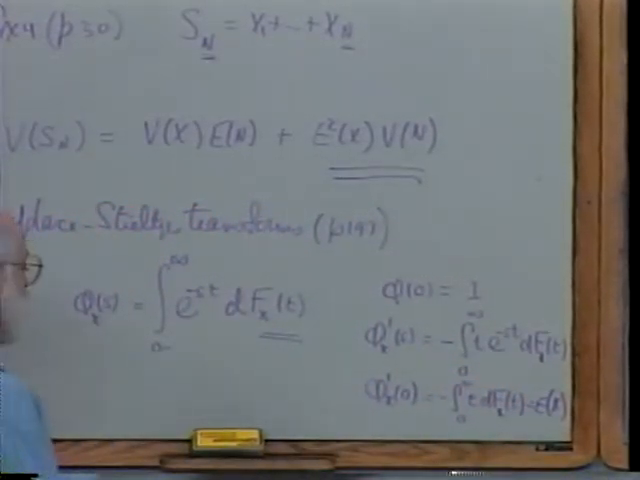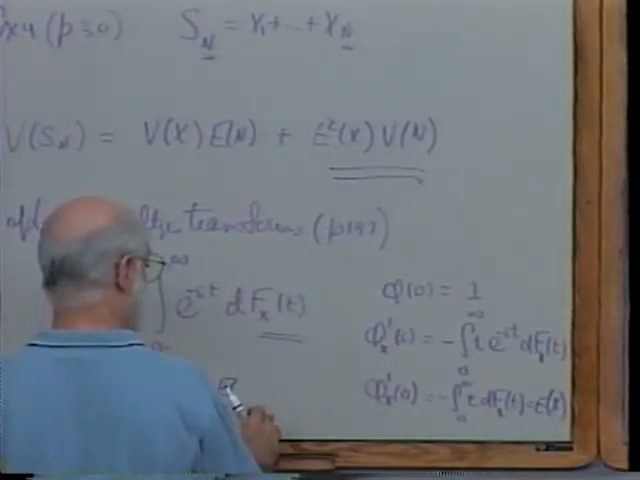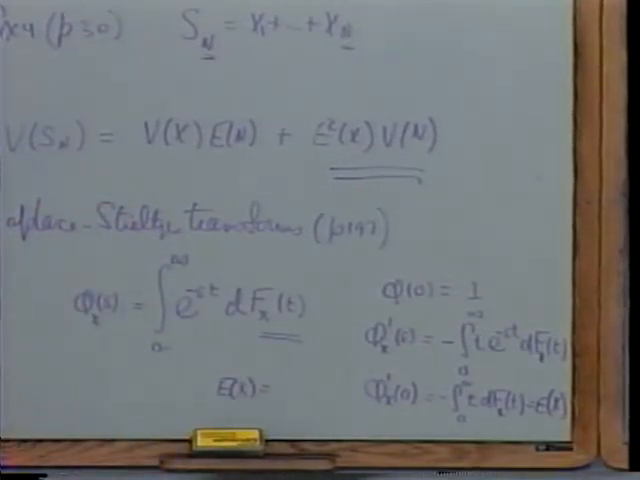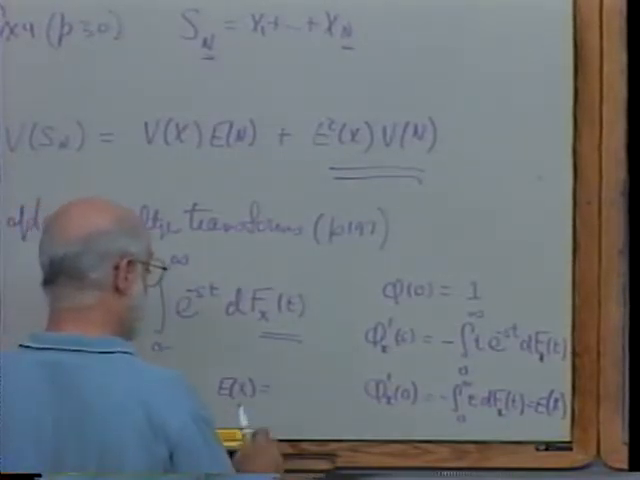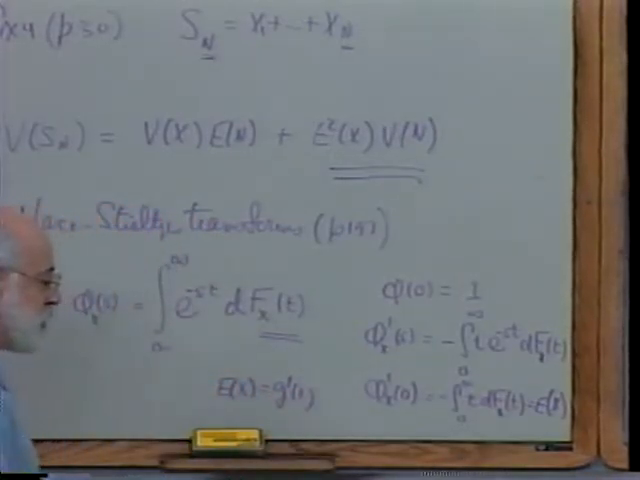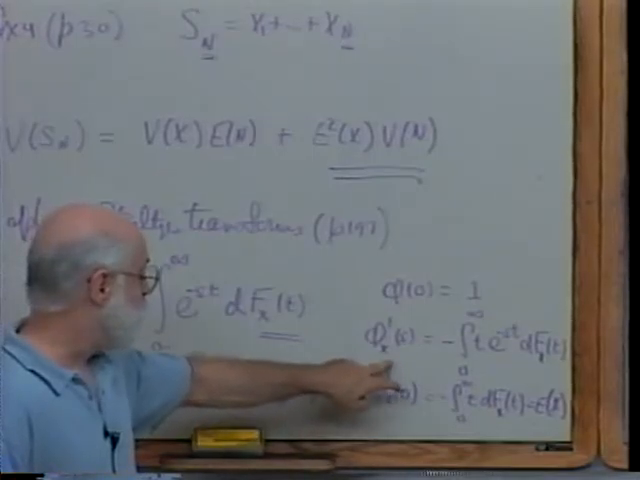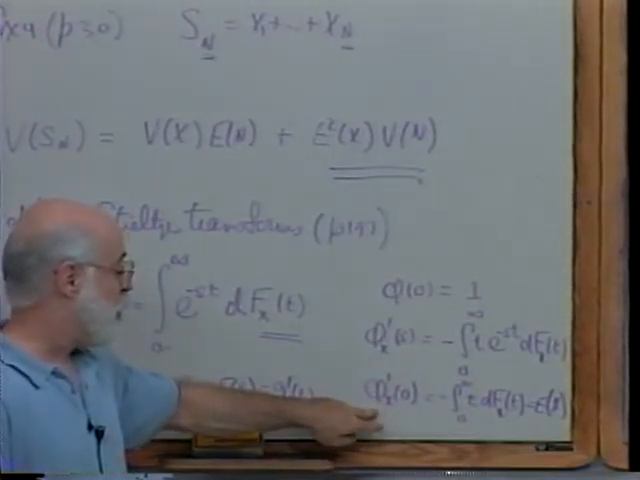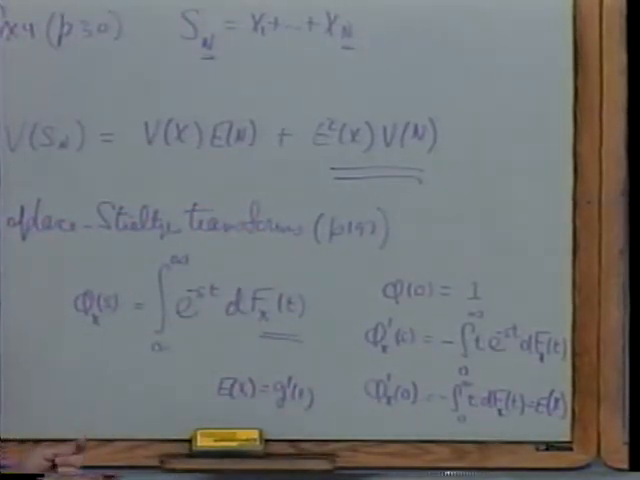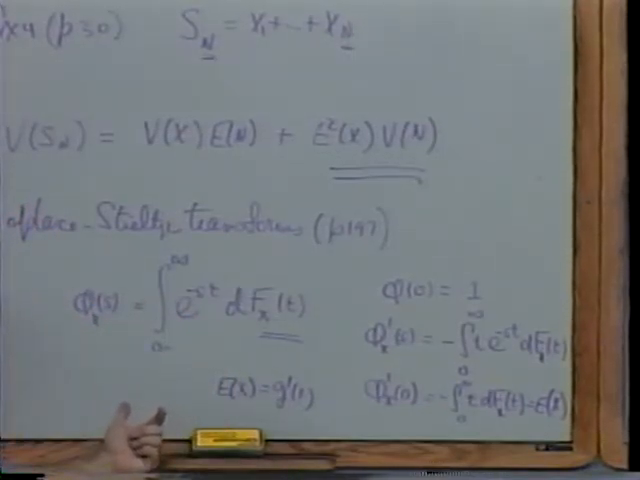So just like with the generating function, the expected value of the random variable x, if it was a non-negative integer valued random variable, was the generating function's derivative evaluated at 1. So with a Laplace transform, if I take the derivative of the transform and evaluate it at 0, I get the expected value. Same idea. That is, if I have the transform, I can find the mean value by taking a derivative.